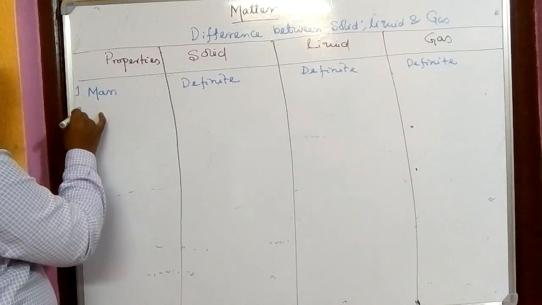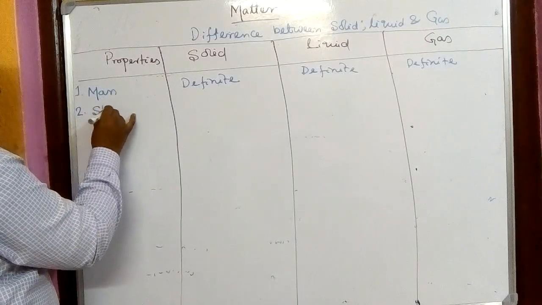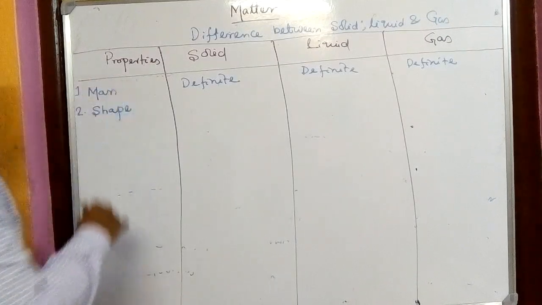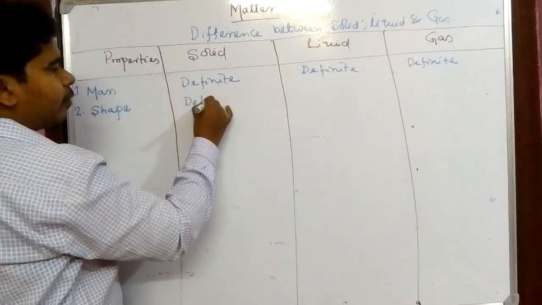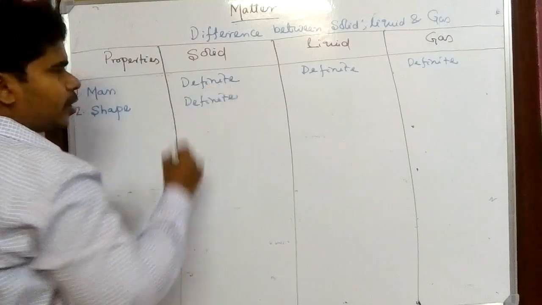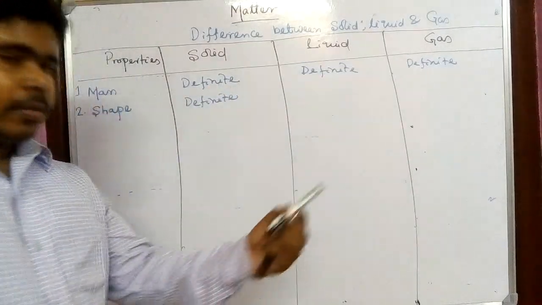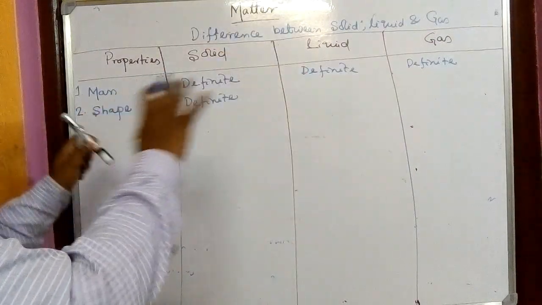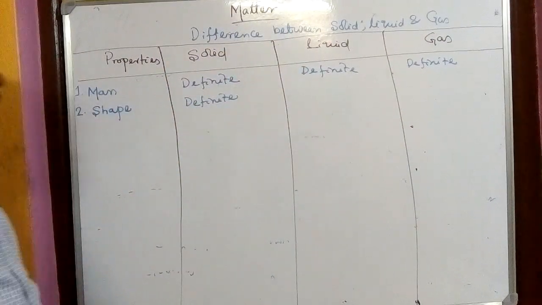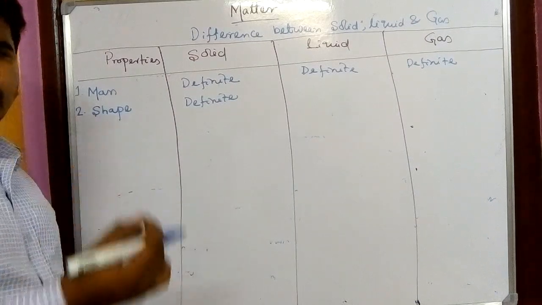Now the next property we go through is shape. If I am talking about shape, solid has a definite shape. Any solid substance you take, assume this one, all the paints we have seen around ourselves, the board, everything has a definite shape. But if I am talking about liquid, does liquid have a definite shape?